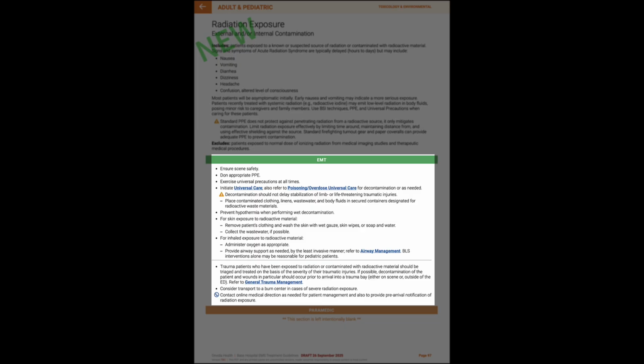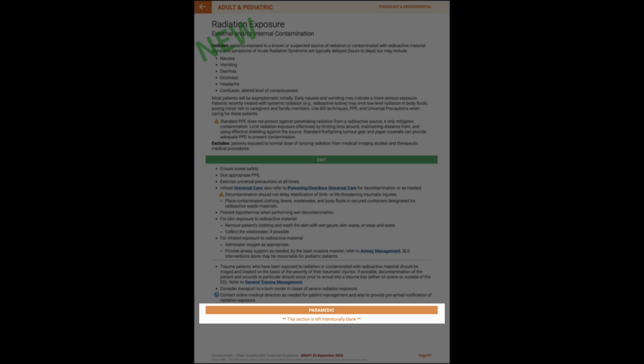If the patient is contaminated and also has a traumatic injury, triage and manage according to the traumatic injuries first. Whenever possible, decontaminate the patient and their wounds before they reach the trauma bay, ideally on scene or just outside of the emergency department. For severe radiation exposures, make sure to consider direct transport to a burn center. These facilities are often best equipped for supportive care as well as decontamination coordination.